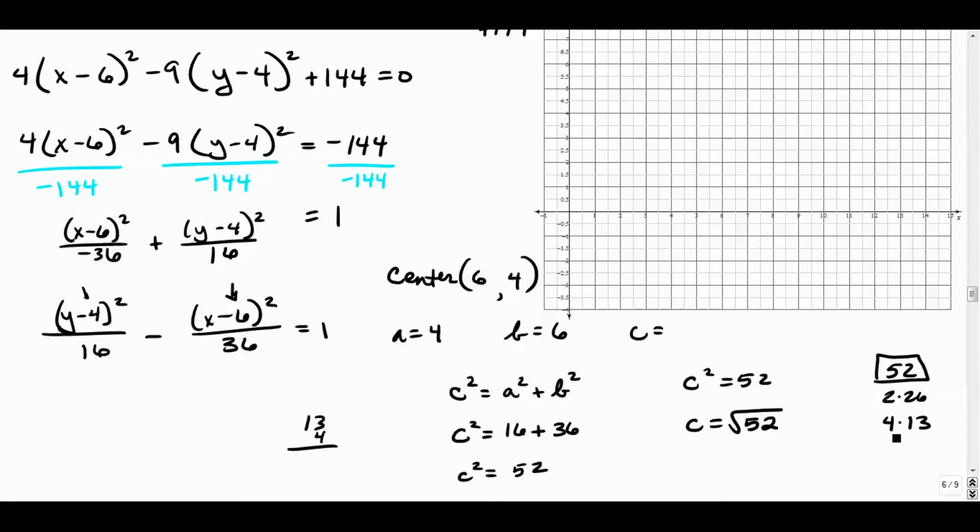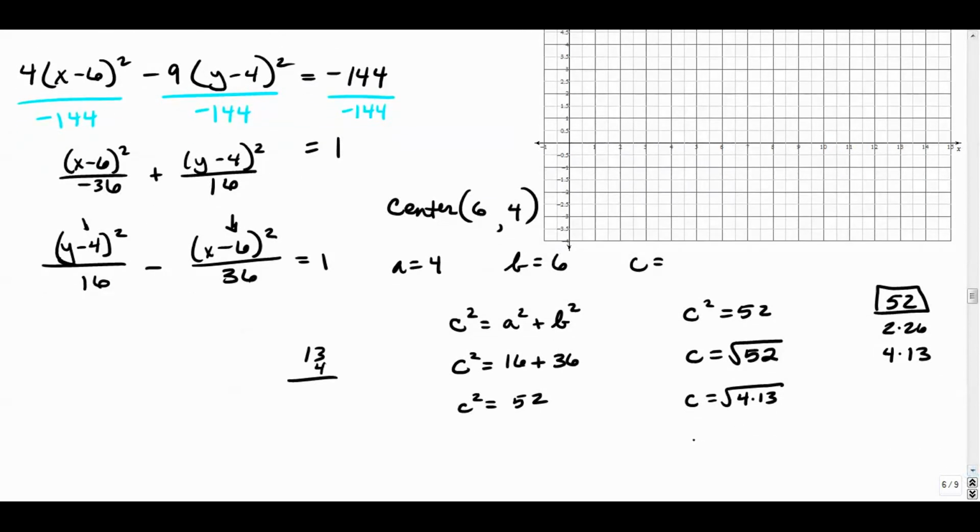So right there you can see that 4 is a perfect square. So I'm going to break 52 down into the product of 4 and 13. Split them up. The square root of 4 is 2. 13 is not a perfect square, so I'm just going to leave it like this. 2 radical 13.